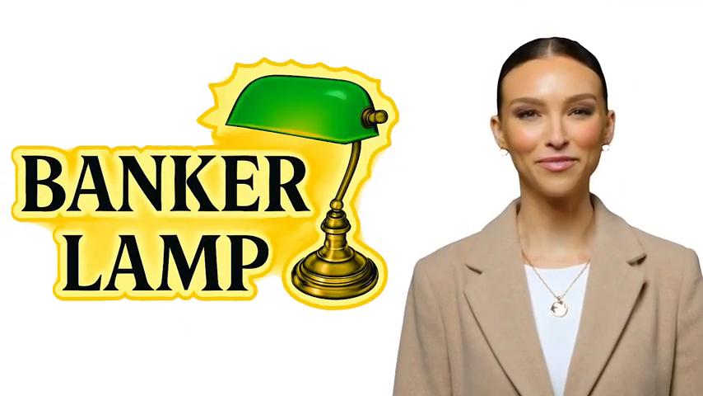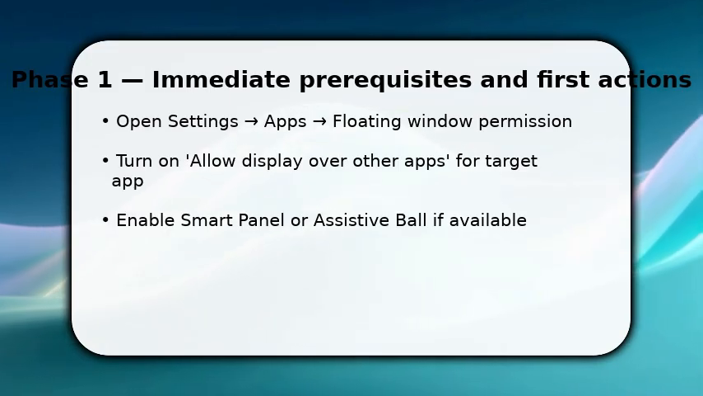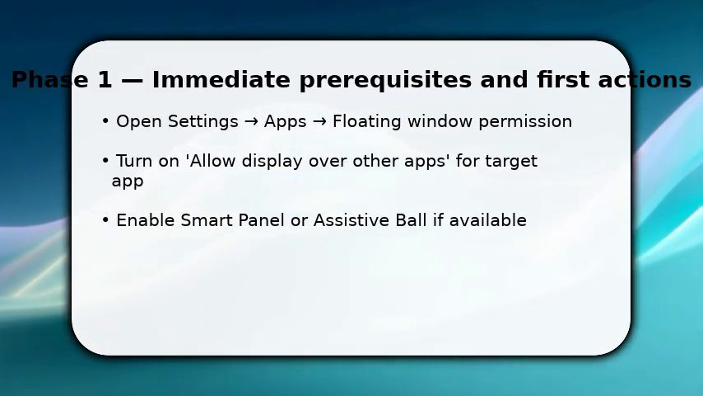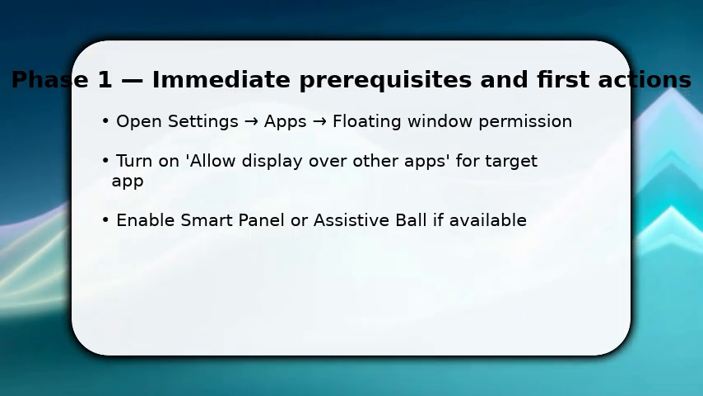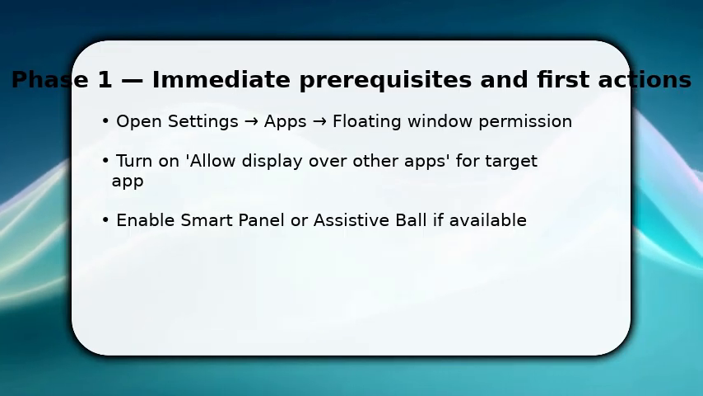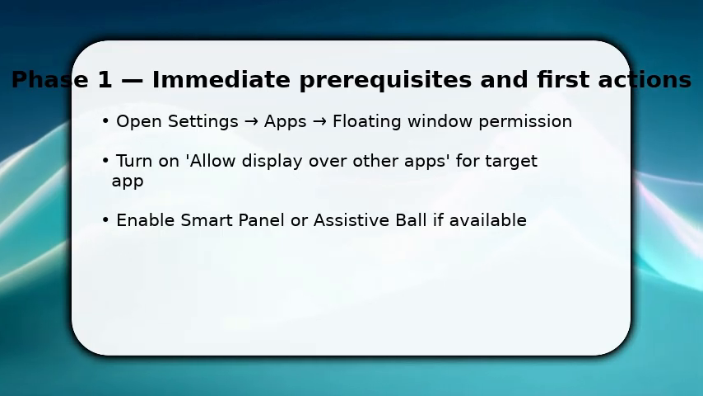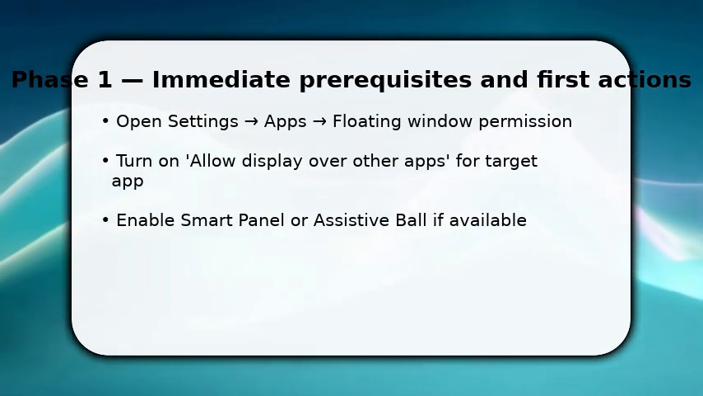Please enjoy the video. You start by granting the right permissions. Open settings and go directly to apps, then floating window. Tap the app you want to float and switch on allow display over other apps. This permits overlays. Once done, enable Smart Panel or Assistive Ball from accessibility or display options. These shortcuts make launching floats faster.